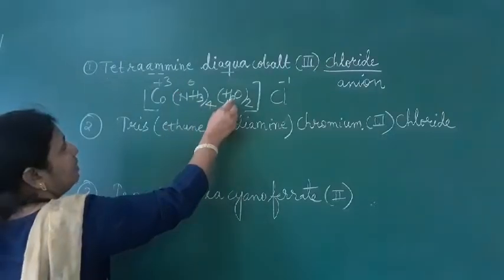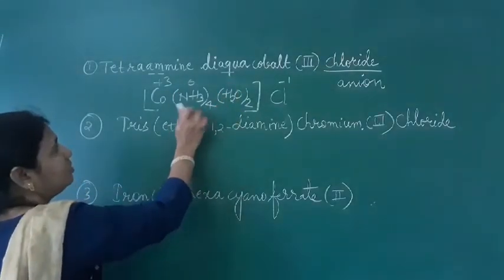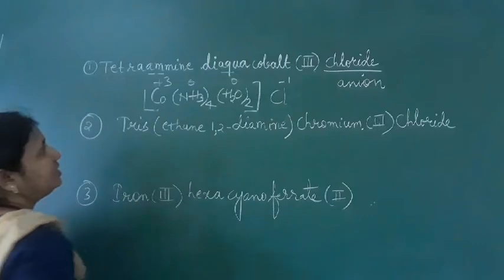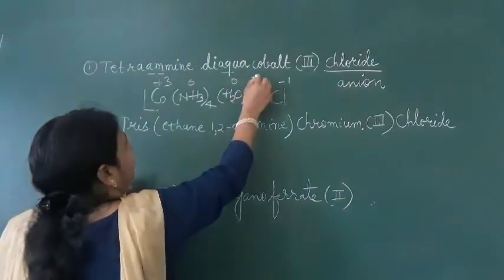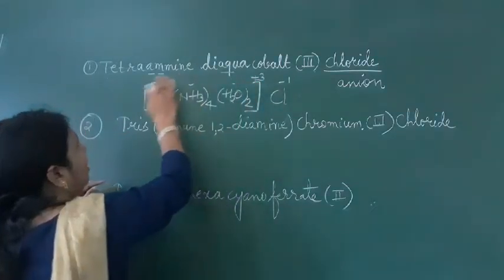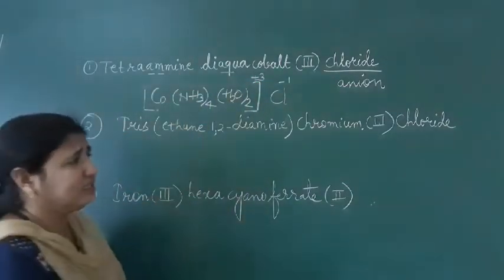Water is what here? Neutral molecule. This is also neutral. This is also neutral. So oxidation state is what here? 0. So total charge on this cation is what here? +3. So now see here in simple salt.